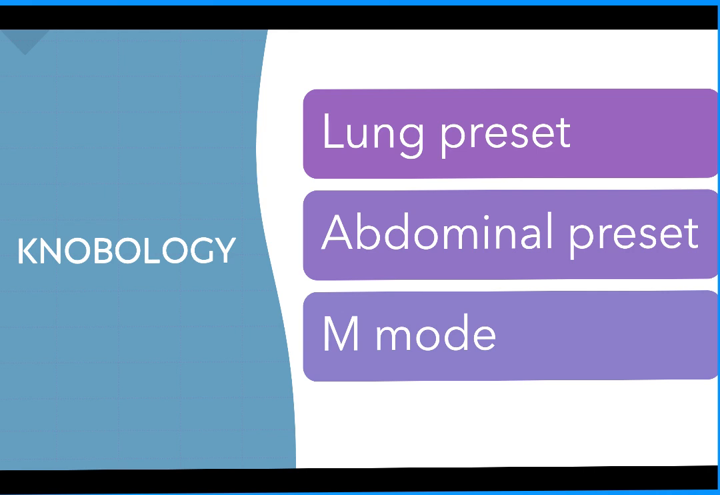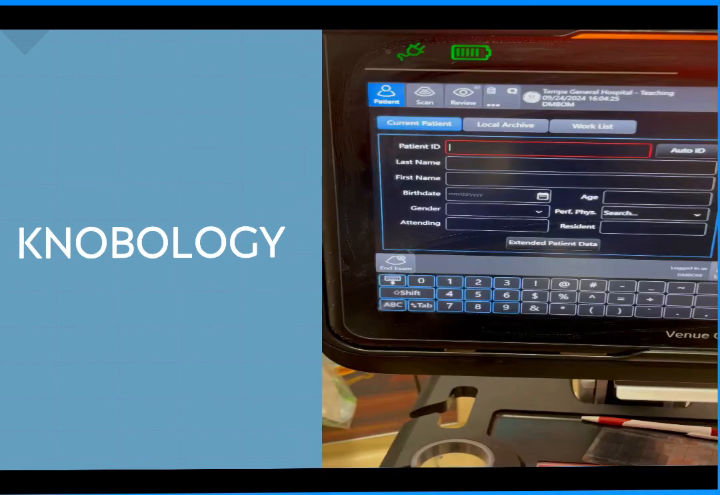Now let's go over a little bit of lung physiology. We're going to go over what the lung preset is, how that's different from the abdominal preset and when to use one versus the other, and what M mode is and how you would use it. So the first video is showing the ultrasound machine and how you get to the lung preset, specifically using the linear probe.